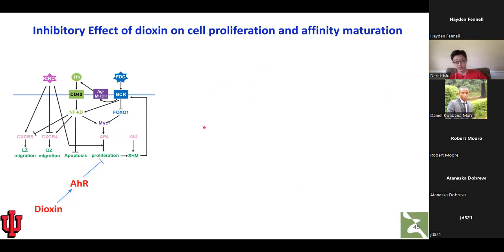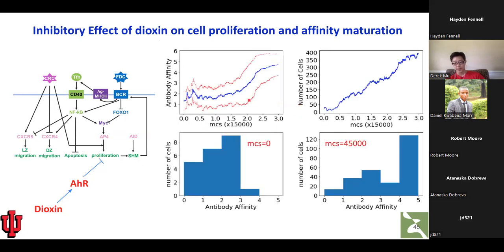So studies show that the GCR is suppressed by dioxin, which is observed in mice. And that can also be observed here in the reduction of antibody affinity and total B cell numbers when B cell clonal expansion rate is reduced. And in this case, B cell clonal expansion was decreased by 1/3. And it can be seen that the GCR is suppressed pretty dramatically.